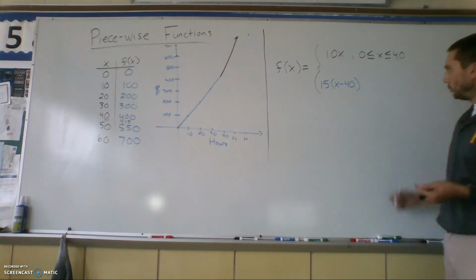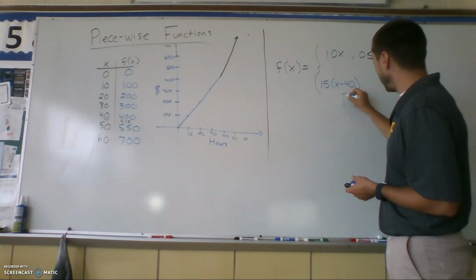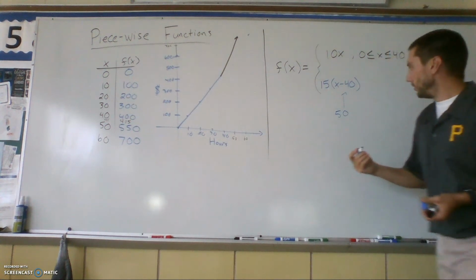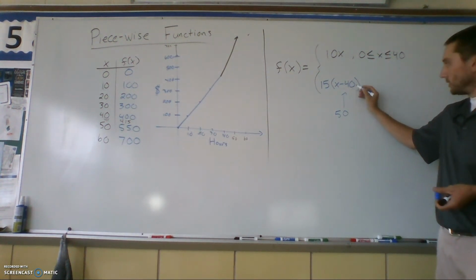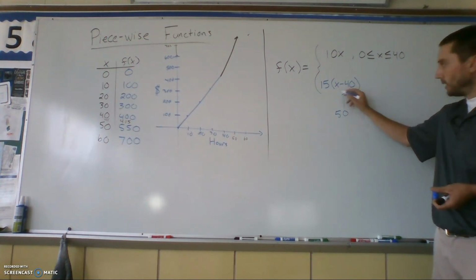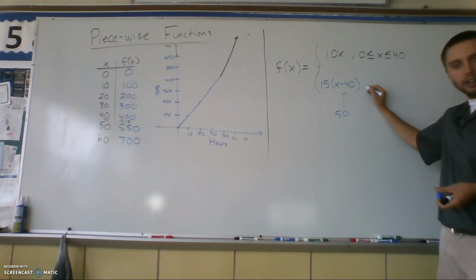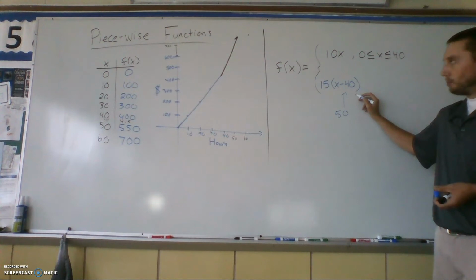So what about this? 15 times parentheses x minus 40. So why do I need that? So the reason I need this x minus 40, if I plug in 50 hours, what is that going to do? It's going to do 50 minus 40, which is 10. So I have 10 hours of overtime times 15. Okay? And then what else do I need here?